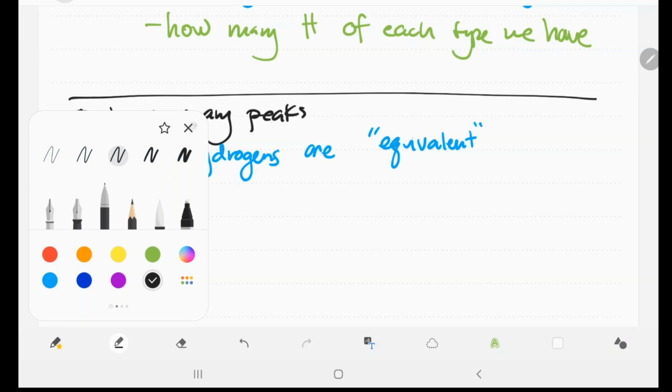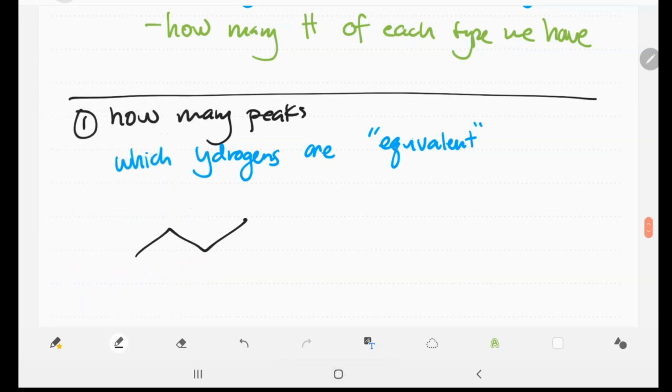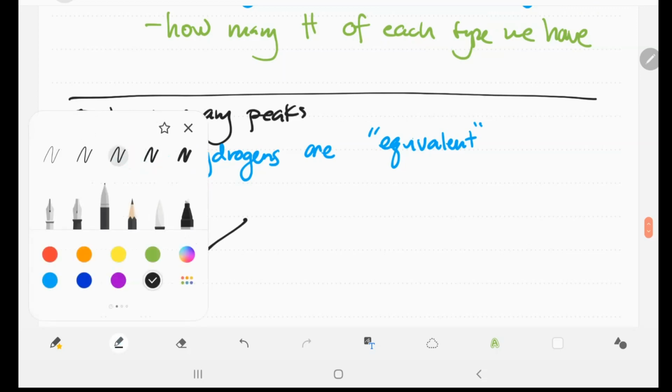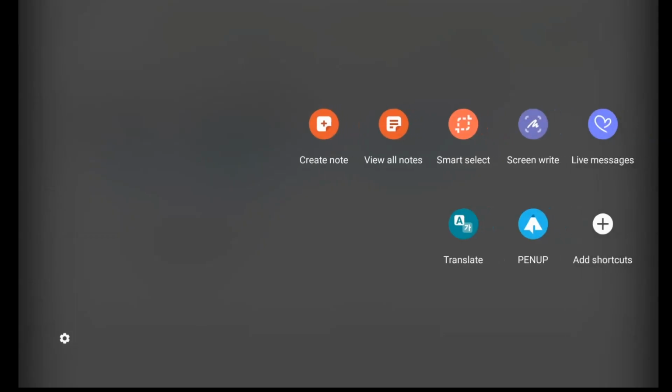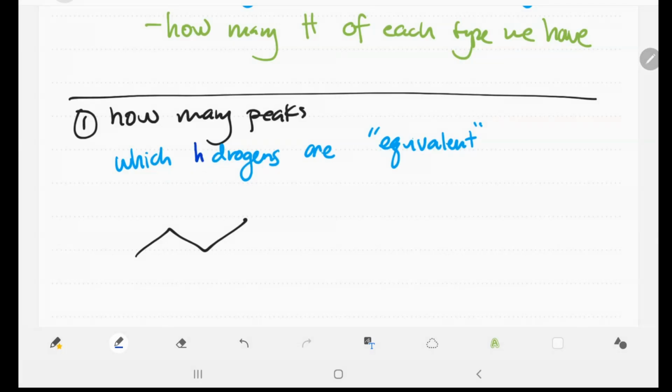So if we take a look at something like butane, we're going to see that because of symmetry, we really only have two types of hydrogens on this. This is just bugging me. Oh, okay, I'm going to fix it. Hydrogens. There we go. We're going to see that butane only has two different types of hydrogens.